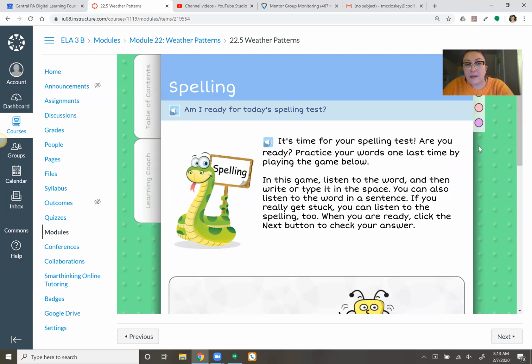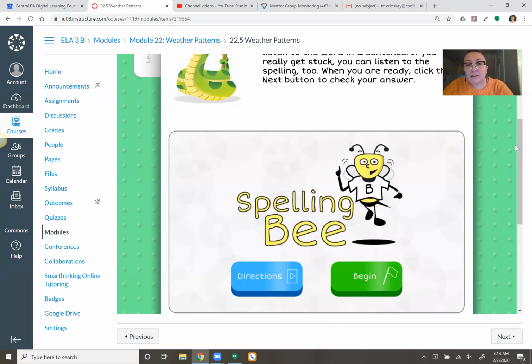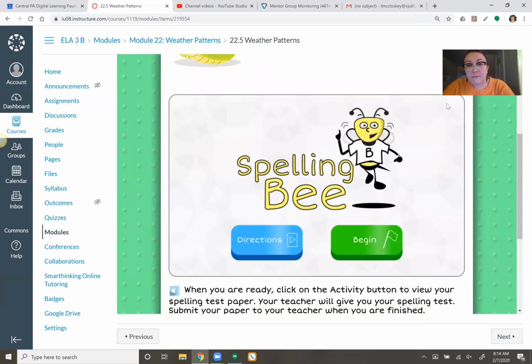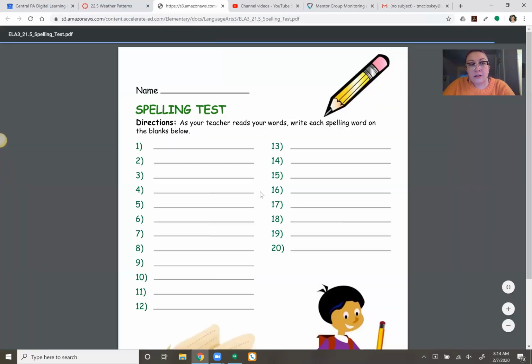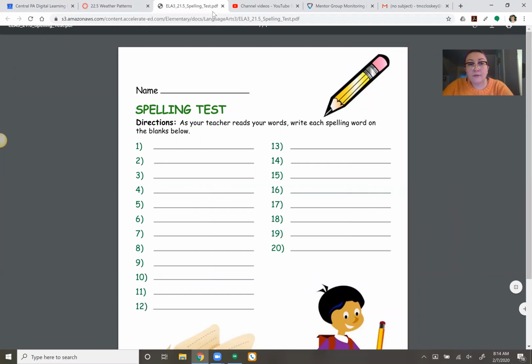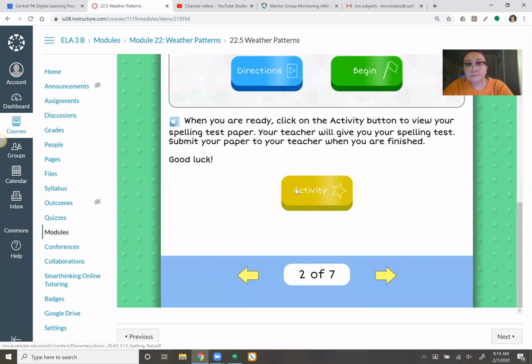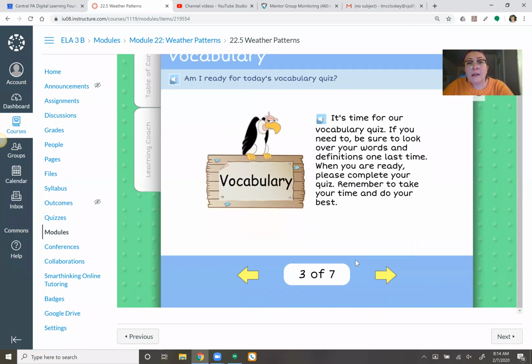All right, so spelling, you can practice your spelling words with the interactive spelling bee activity, and then you can take your spelling test. And as always, you can either take your spelling test on this spelling test paper, you can write them in a Google Doc, you can handwrite them, whatever works best for you. Vocabulary, it's time to take your quiz.